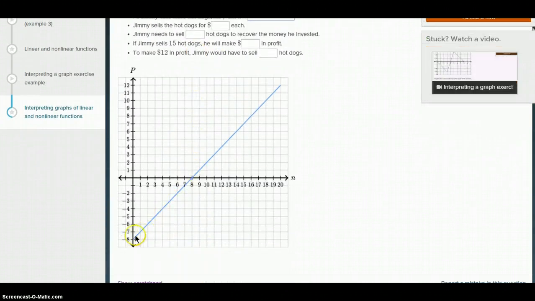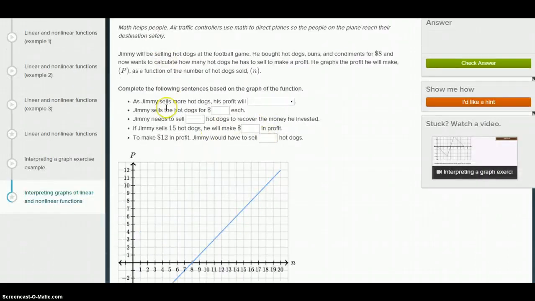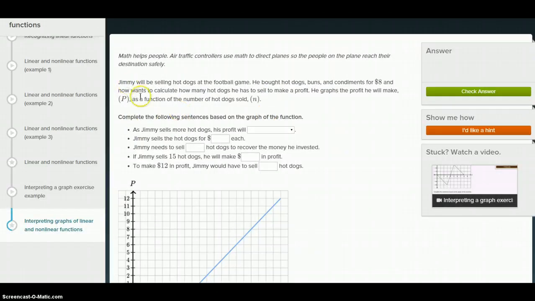Okay, so this graph right here, we see that this is a straight line. So it's, oh, it doesn't ask that. Okay, I guess we should probably pay attention. Alright, Jimmy sells more hot dogs, his profits will increase. Alright, let's take a look and see what this is saying.